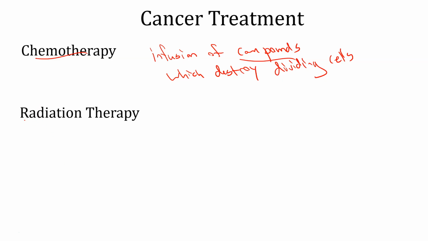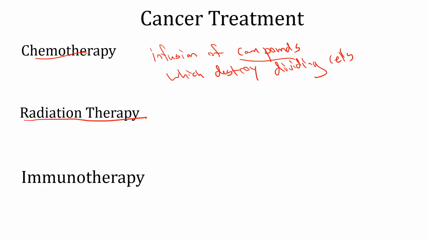Another way is to actually put an instrument really close to where the tumor is and zap it with some radiation to try to destroy all of those cells. This can be done more locally, so they can block off what part of the body receives the radiation, and then hit the cancerous tumor with the radiation, and hopefully destroy those cells.